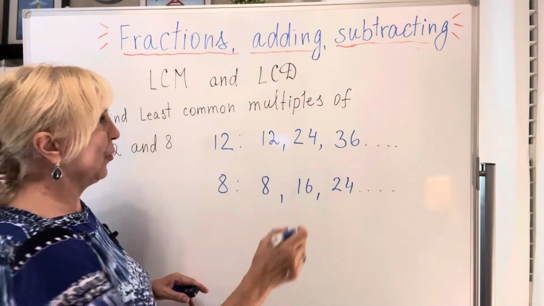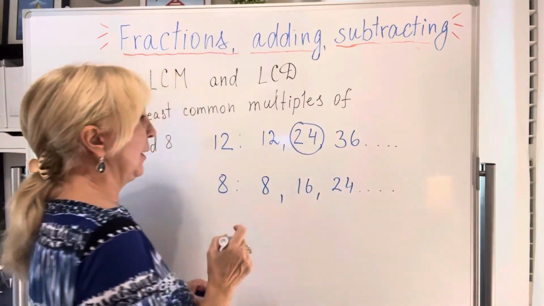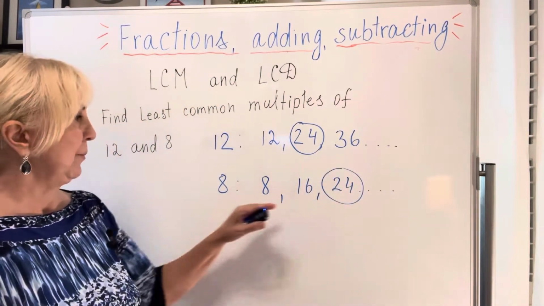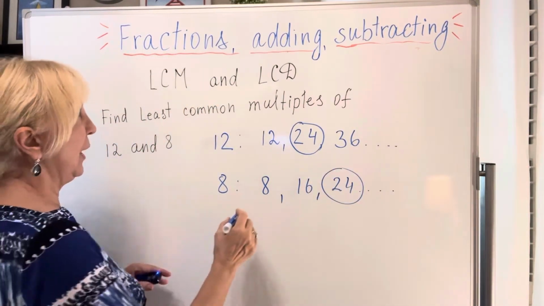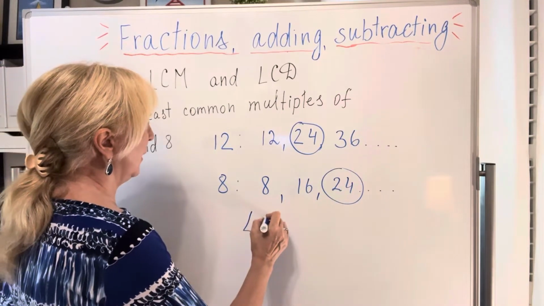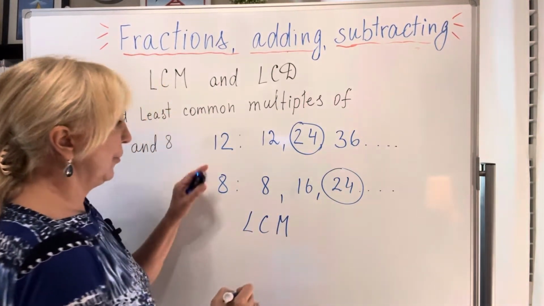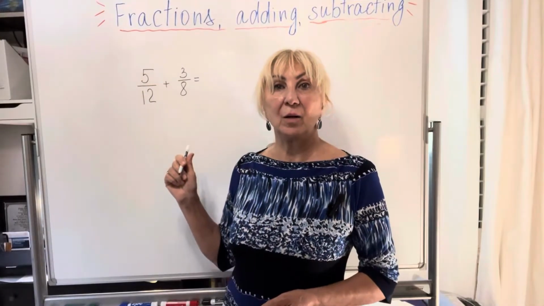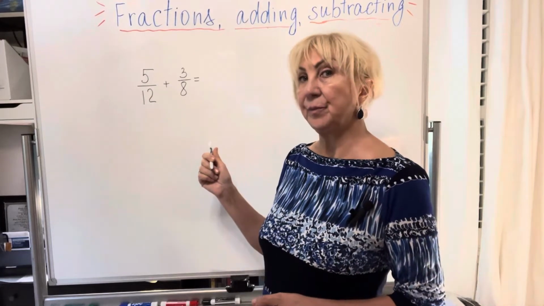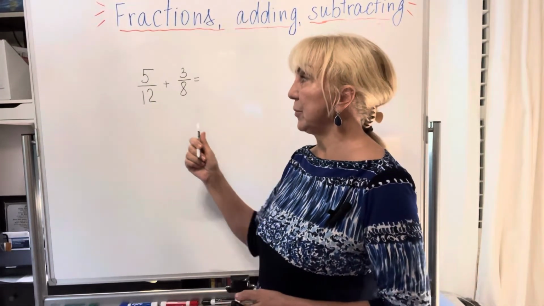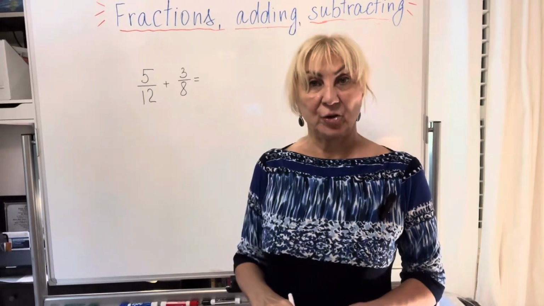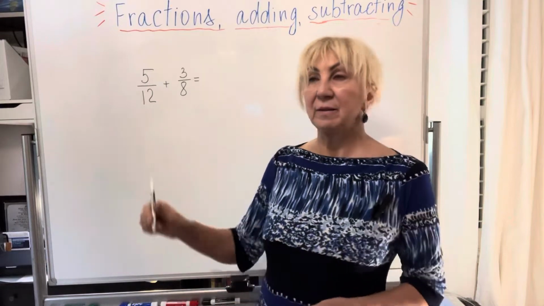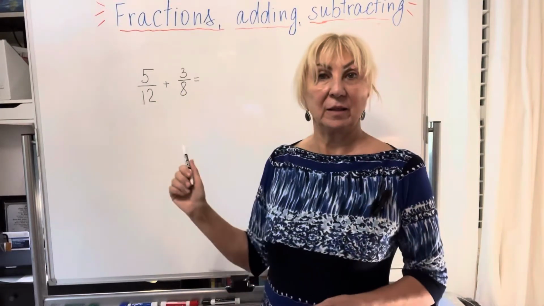What we're looking for is a number that is a multiple of both: 24 is a multiple of 12, and 24 is a multiple of 8. So our least common multiple of those two numbers equals 24. And here is our first example. We're going to work out this problem, adding two fractions with different denominators: the first fraction, 5/12, plus 3/8.